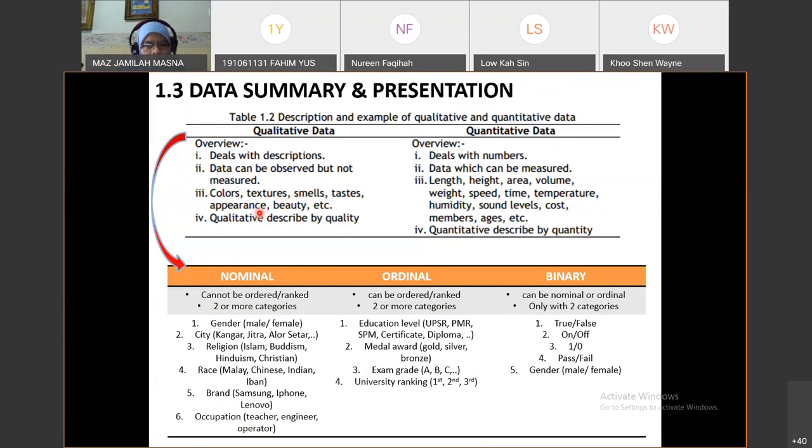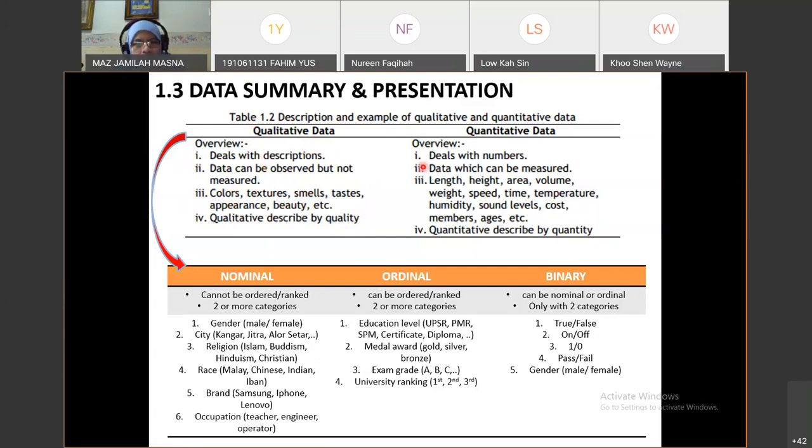Appearance can also be considered as qualitative. Appearance could be, if you can categorize the appearance, could be smart or could be neat, could be clumsy, for example. Okay, for example, it can also be beauty, etc. Any qualitative observation can be described as qualitative data. Okay, and easy to say, qualitative describes the quality. So what kind of quality depends on what observation you are using, is it colors or is it texture or etc. So that is qualitative data. Okay, means that the variable is not in numbers.